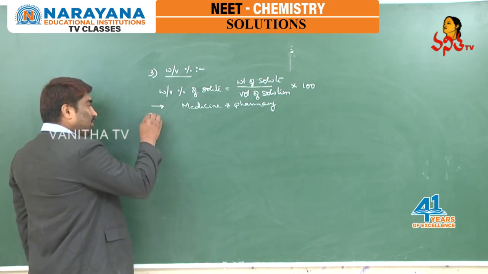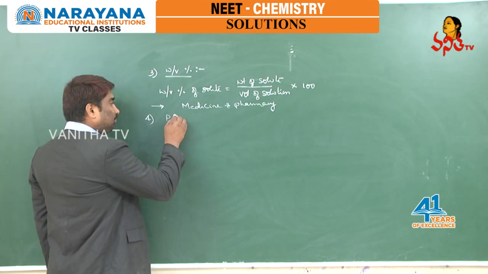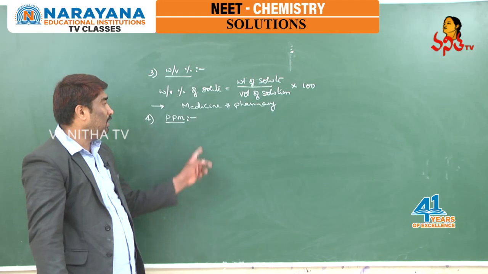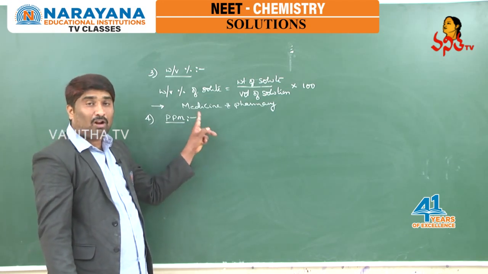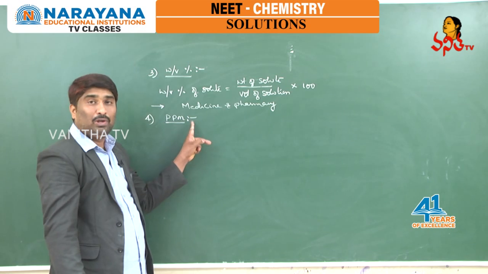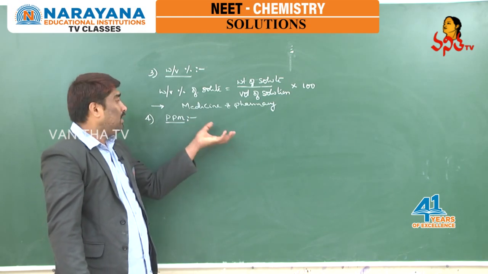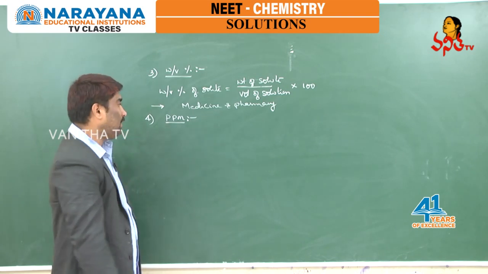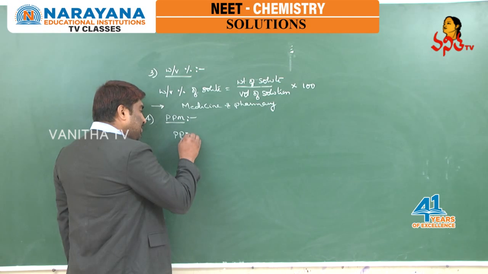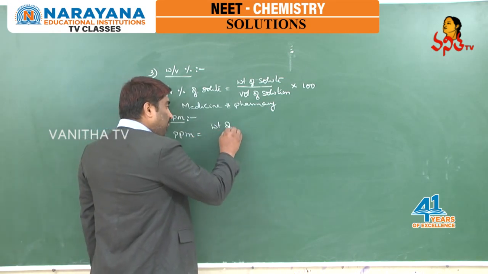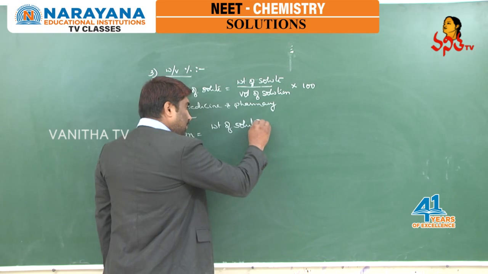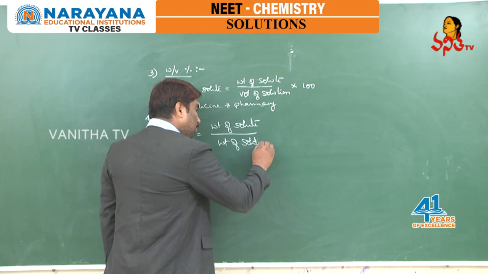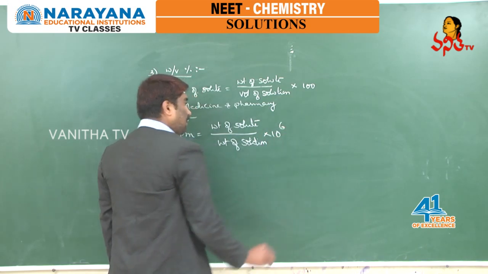And the last one among the physical methods is ppm. ppm represents parts per million. When the solute is present in trace quantities, concentration is better expressed in terms of ppm, parts per million. And ppm is nothing but weight of solute by weight of solution into 10 power 6.